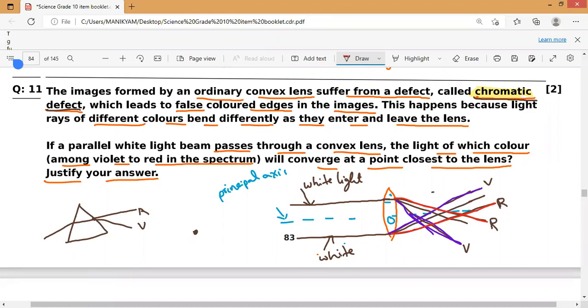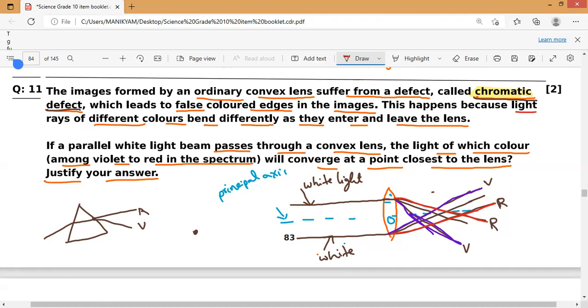Till here, any doubt, anybody can ask. And you understand the question now? First half of the question, you understand or not? Yes, everybody? Yes. Now observe. They are asking, this happens because light rays of different colors bend differently as they enter and leave the lens. So that, we all know.